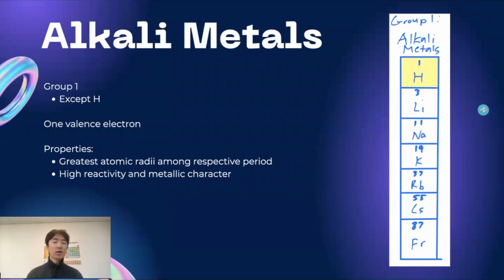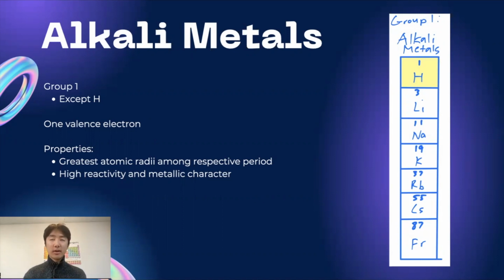To start off, alkali metals. With the exception of hydrogen, the other ones, lithium, sodium, potassium, rubidium, cesium, and francium, all have 1 valence electron. They all have the greatest atomic radii due to effective nuclear charge. We're going to talk about effective nuclear charge when we talk about periodic trends in the next video, so stay tuned. They also have high reactivity and metallic character.